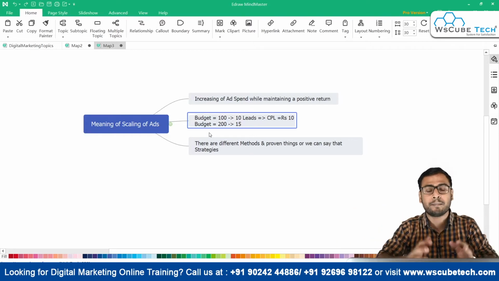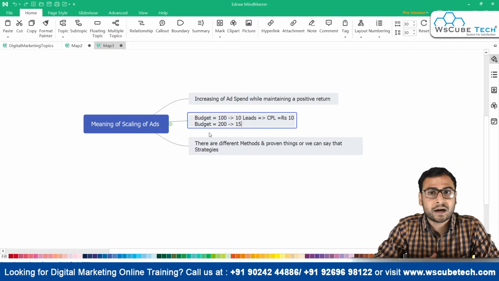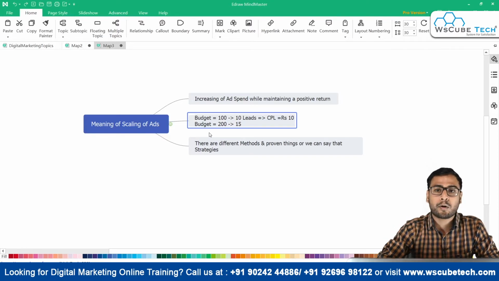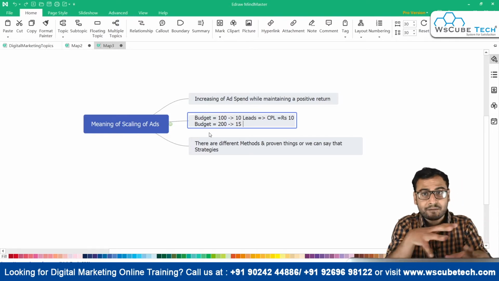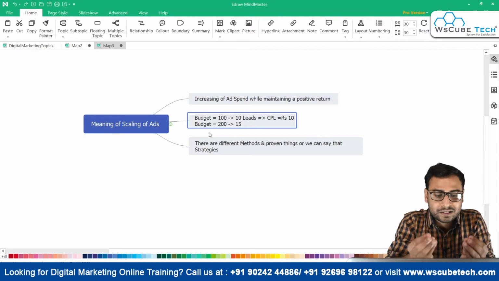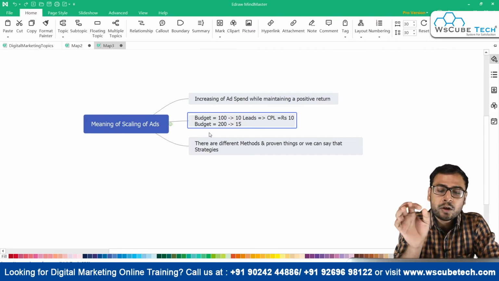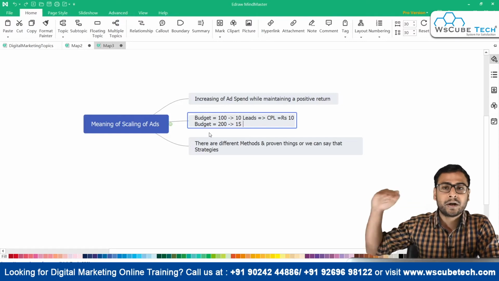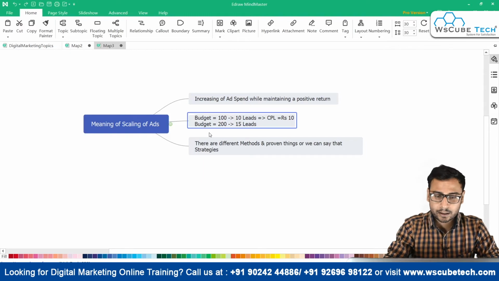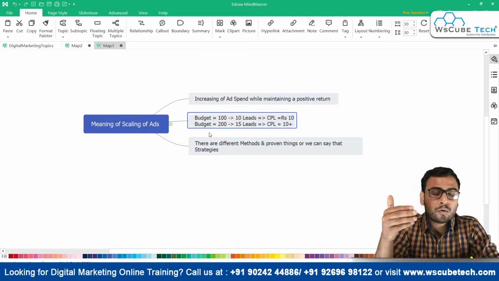We have different methods and different approaches that we can use for scaling of ads, and this is the problem that arises whenever you want to scale your ads. So you have to implement the right strategy and understand the concepts behind scaling of ads, and only then will you be able to maintain a positive return. In this case the return is not positive, because for the 15 leads you got, if you calculate the cost per lead, it will be more than 10 rupees. Earlier you were performing better.